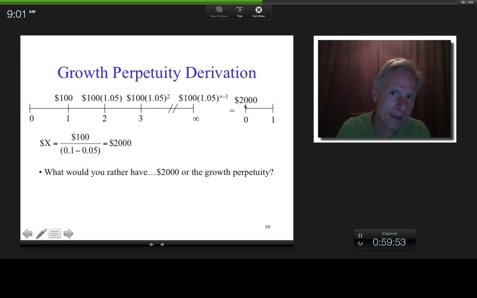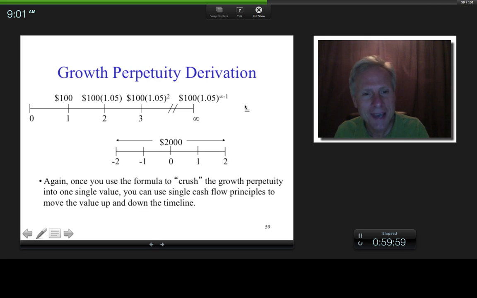Or are you mathematically exactly identically indifferent? You're indifferent, right? And so once again, step 1, apply your formula to crush it into one single number at one single time period, and then you can use single cash flow principles to move this 2,000 in this example anywhere you want to along the timeline. You can, right?